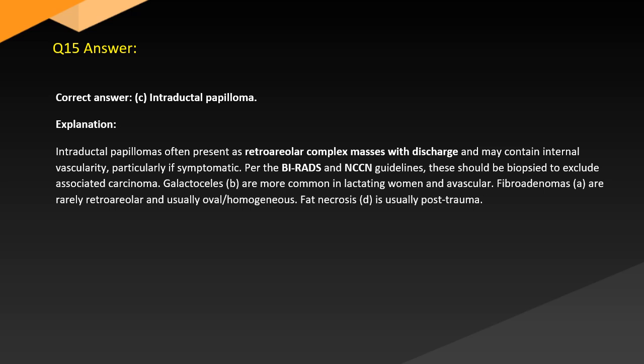Answer. Correct answer C. Intraductal papilloma. Explanation. Intraductal papillomas often present as retroareolar complex masses with discharge and may contain internal vascularity, particularly if symptomatic. Per BI-RADS and NCCN guidelines, these should be biopsied to exclude associated carcinoma. Galactoceles, B, are more common in lactating women and avascular. Fibroadenomas, A, are rarely retroareolar and are overly homogeneous. Fat necrosis, D, is usually post-trauma.